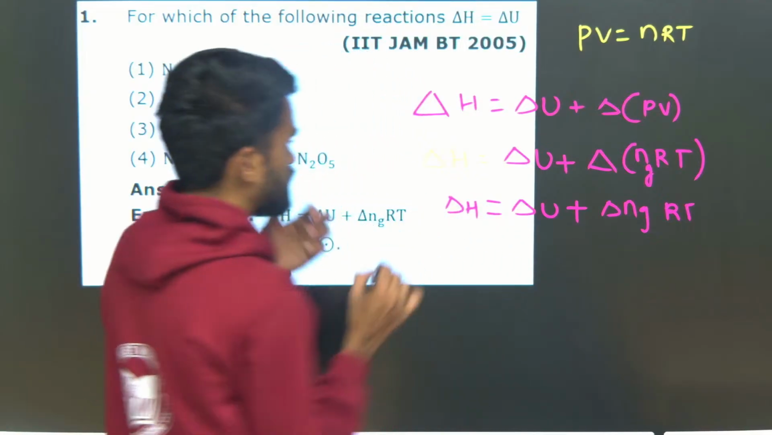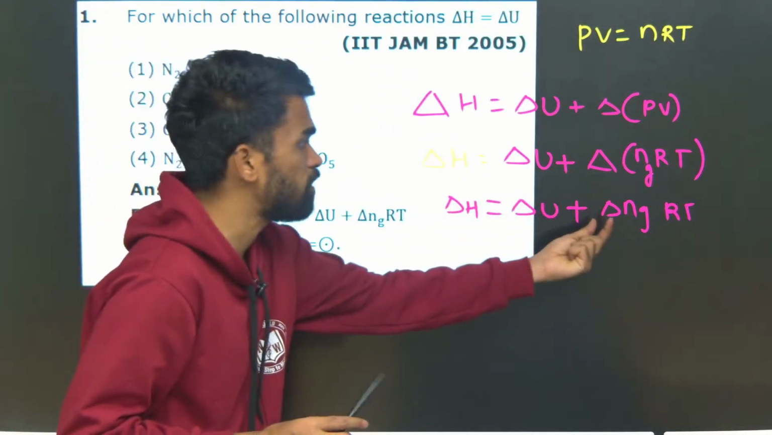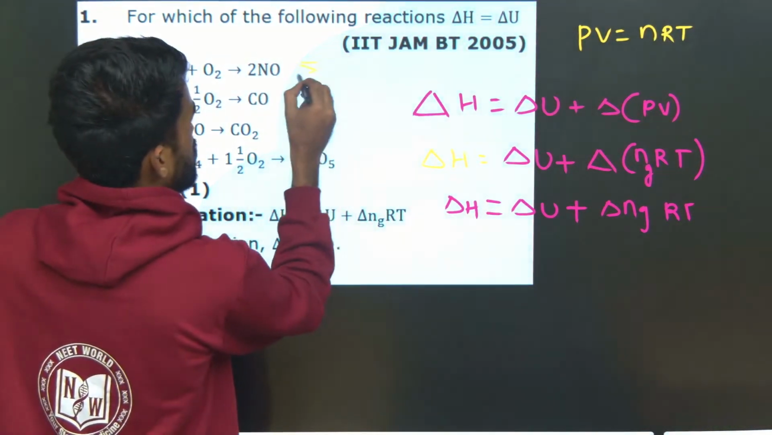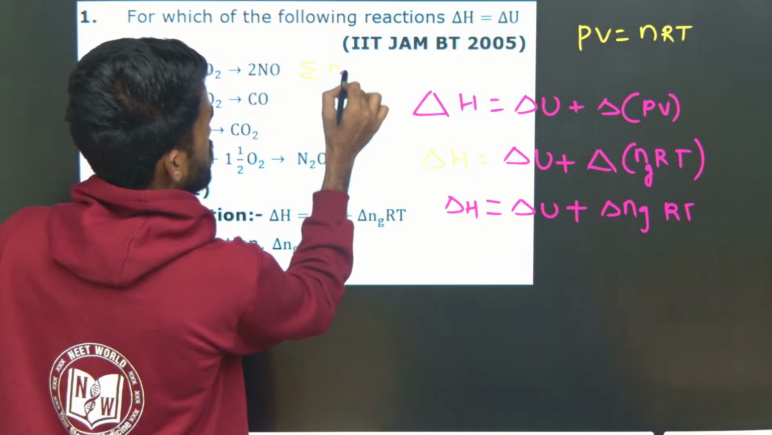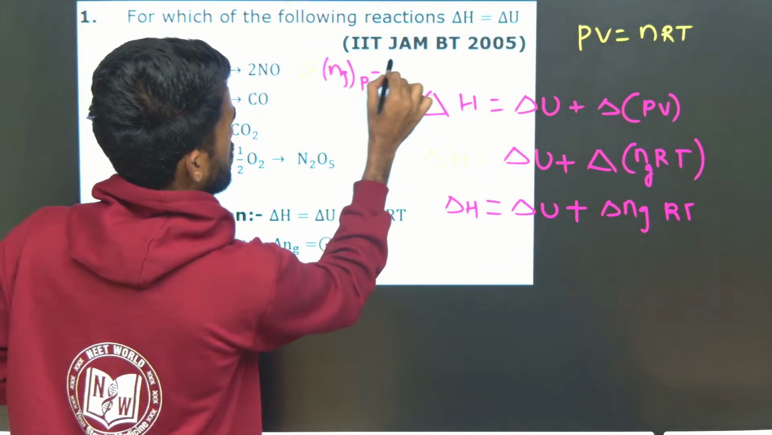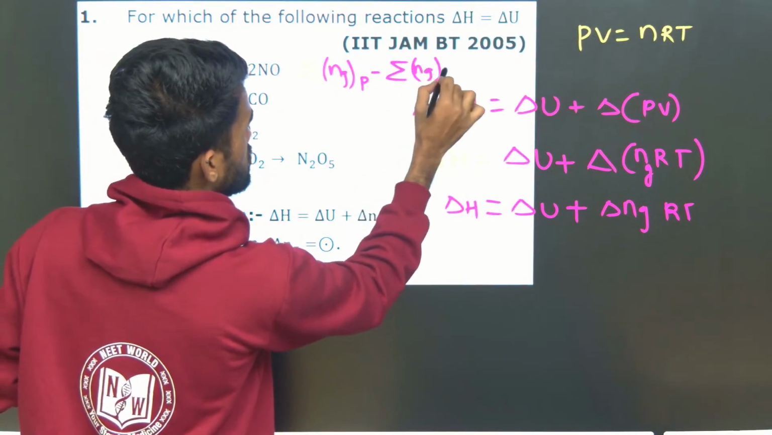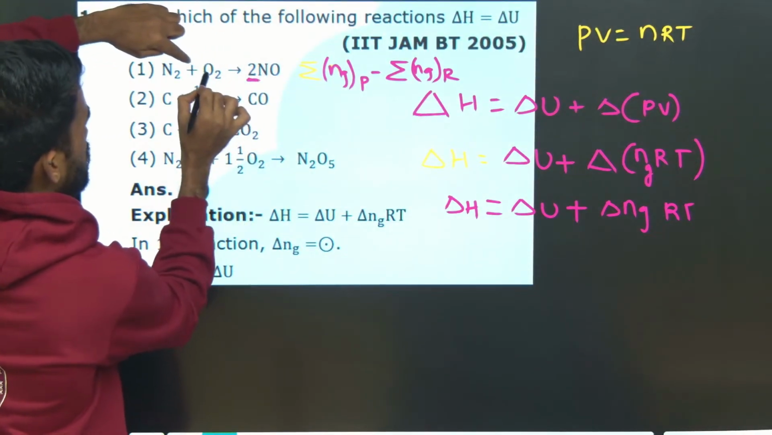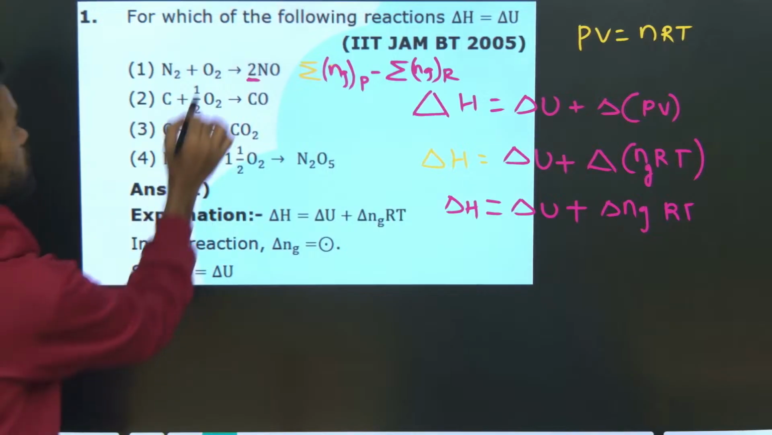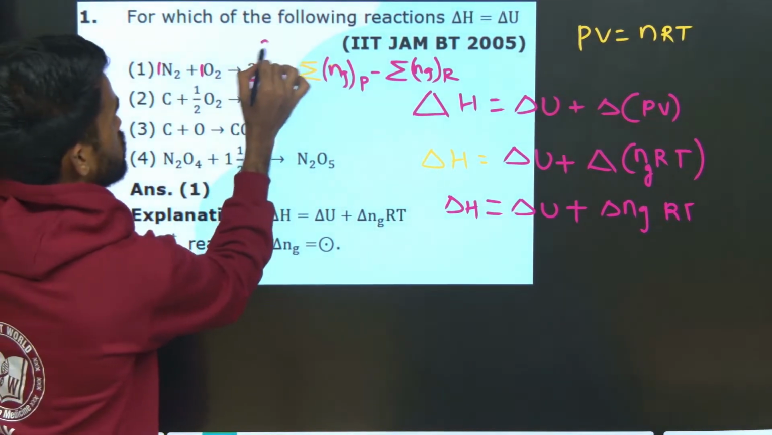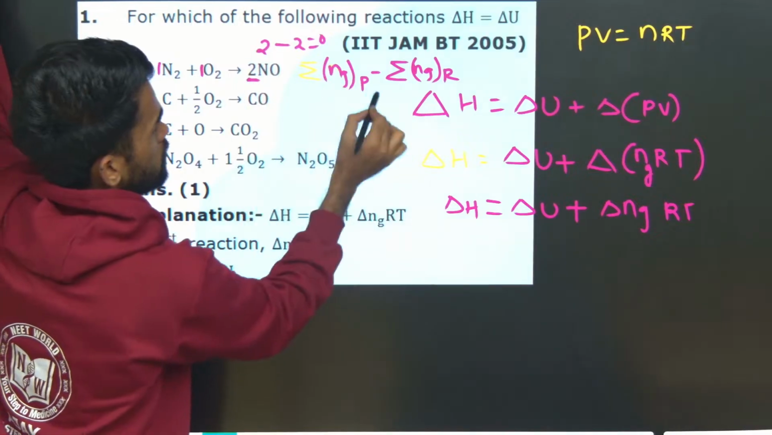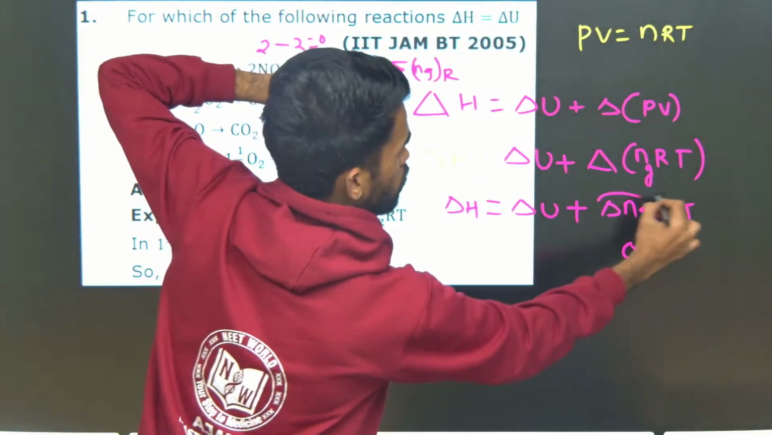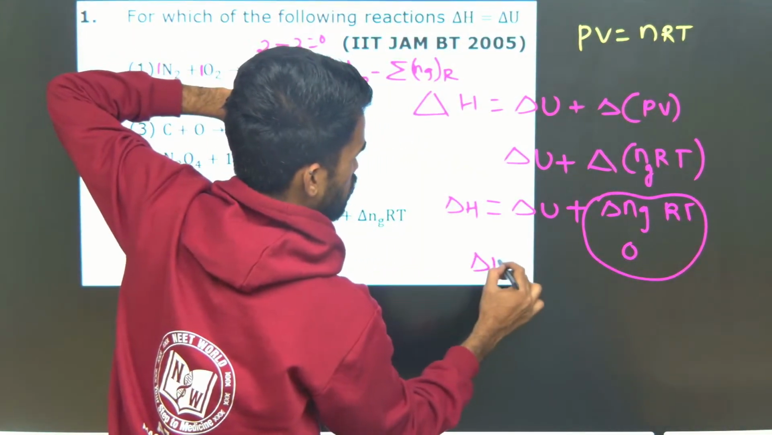This delta n_g is nothing but the difference of the number of gaseous products minus the number of gaseous reactants. So just take it as the summation of n gaseous products minus n gaseous reactants. How many gaseous products are there? 2. And gaseous reactants? N2 and O2 are also gases, so 1 and 1. So total how much is it? 2 minus 2, this is 0. If this delta n_g is 0, this whole term becomes 0. Therefore delta H is equal to delta U.